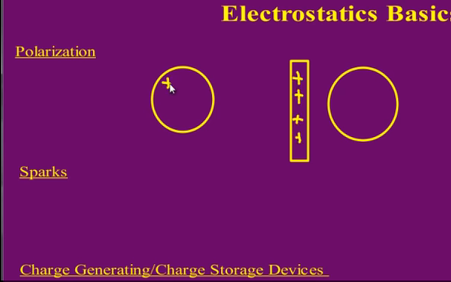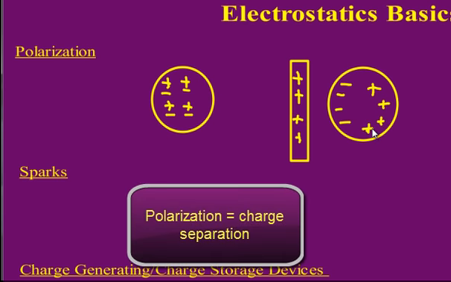What that's going to do is move this situation here, neutral and evenly spread out, and change it into this situation here. The overall charge is still neutral, but the charge is separated.